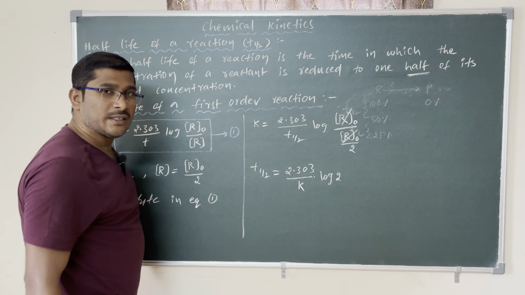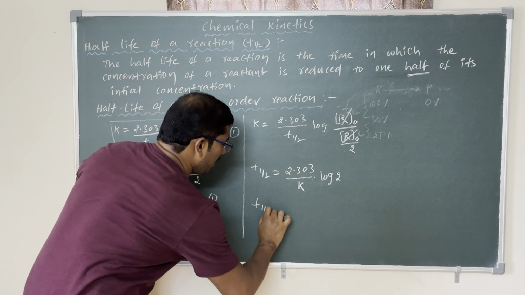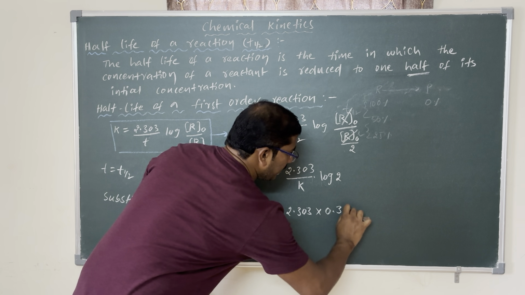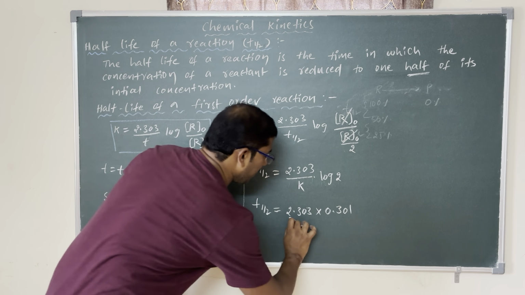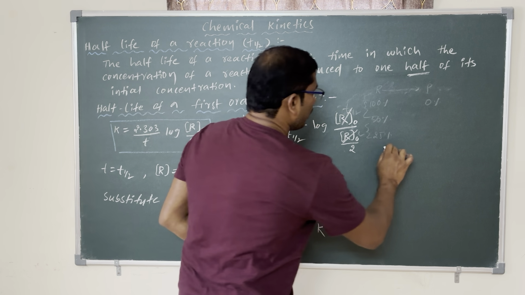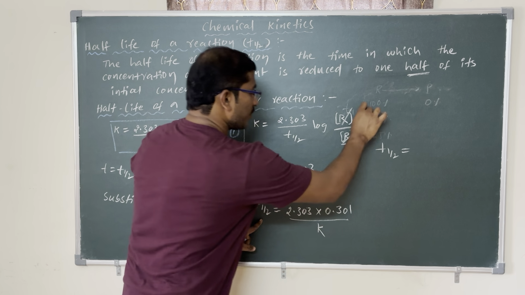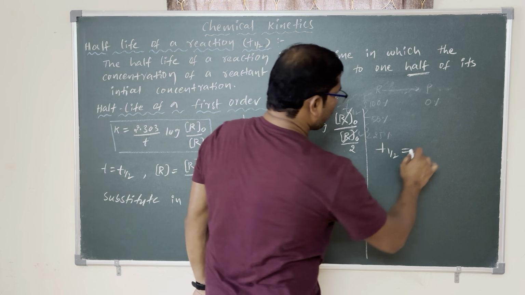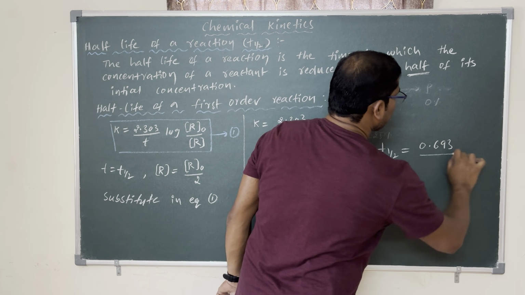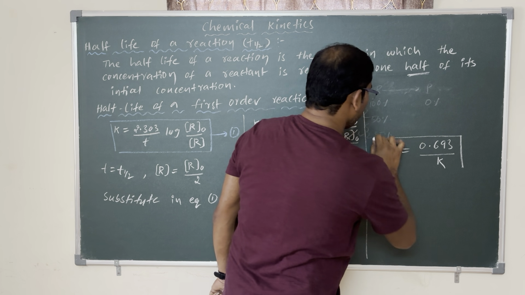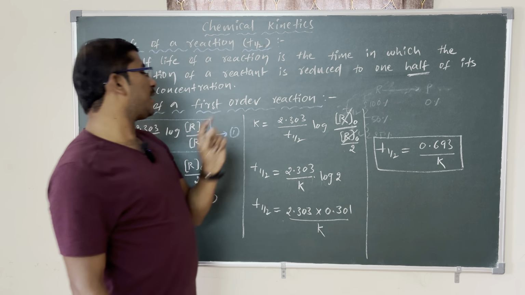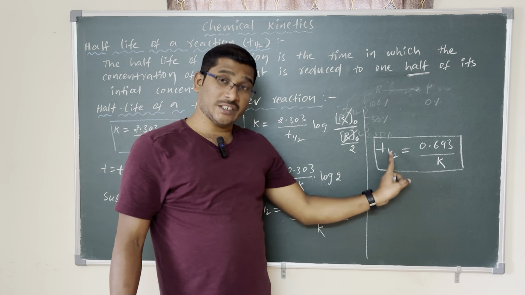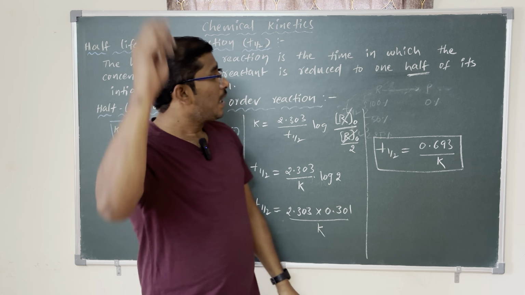What is the log 2 value? 0.301. So T half is equal to 2.303 into 0.301, the log 2 value, divided by K. That is 0.693 divided by K, and this is the formula for the half-life of a first order reaction. Very important, students. Half-life of a first order reaction is equal to 0.693 divided by K.